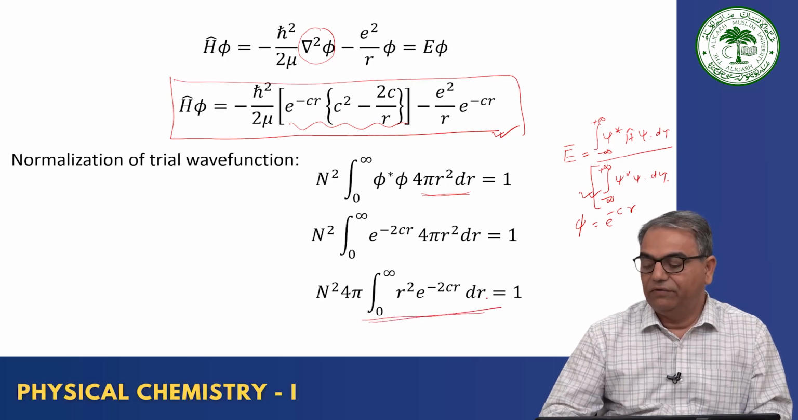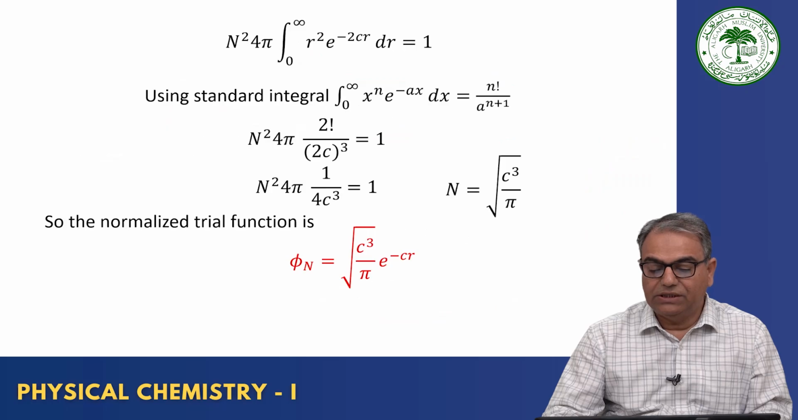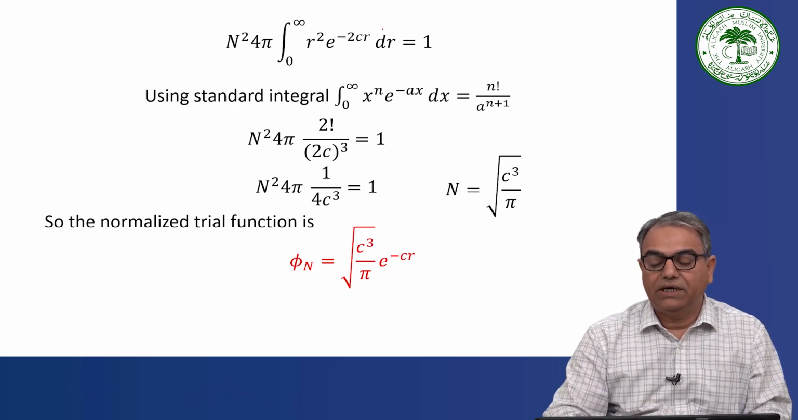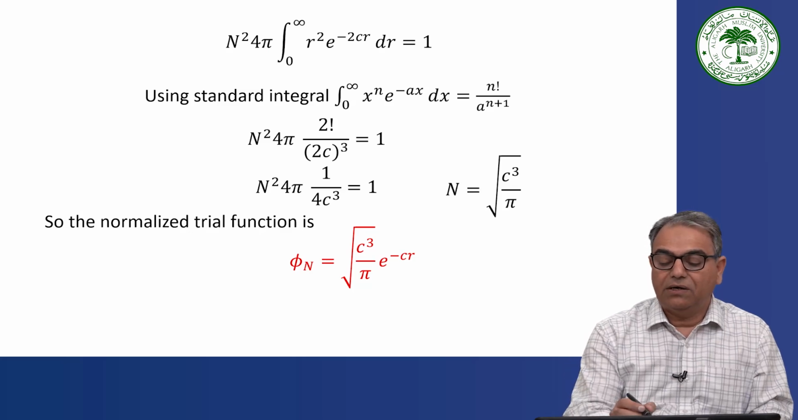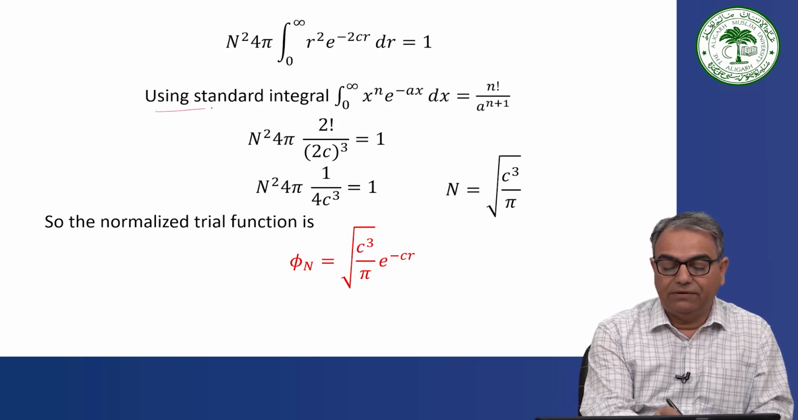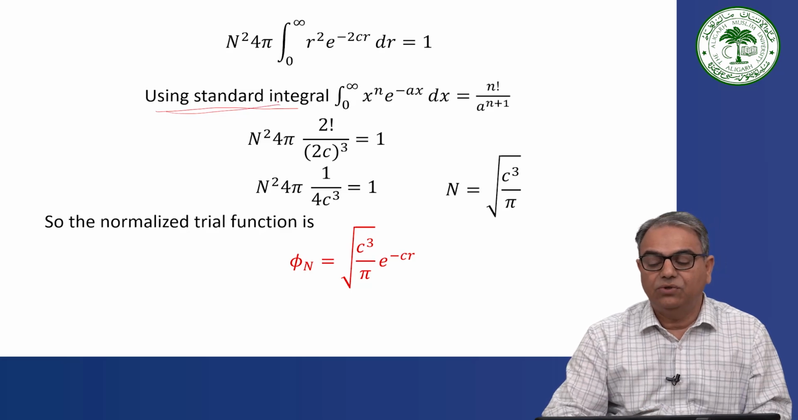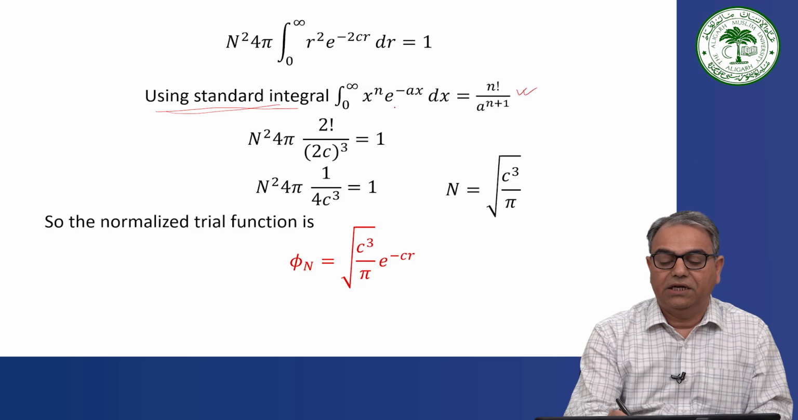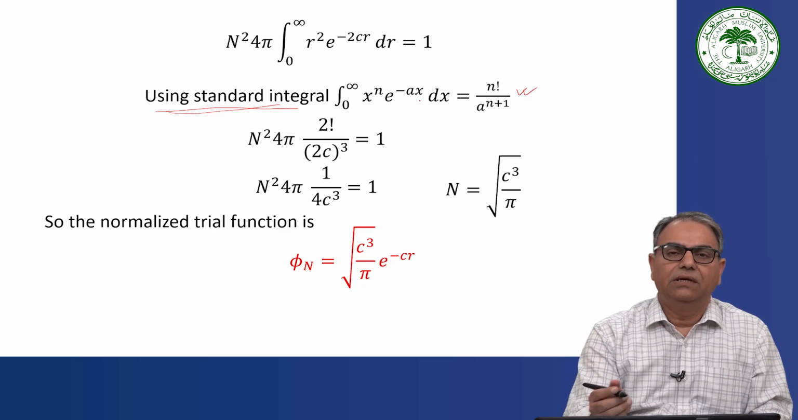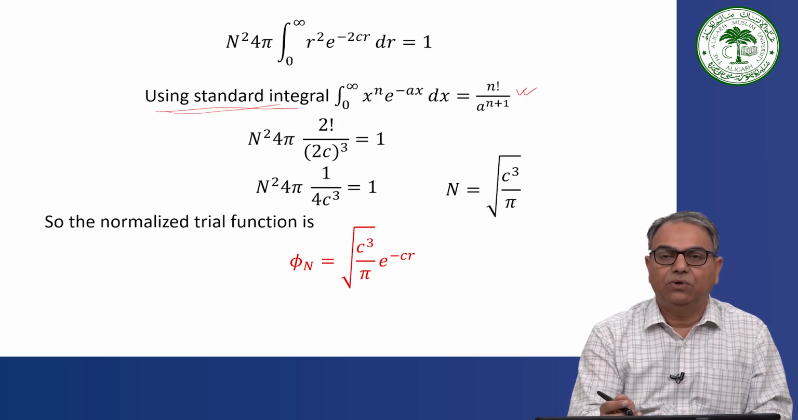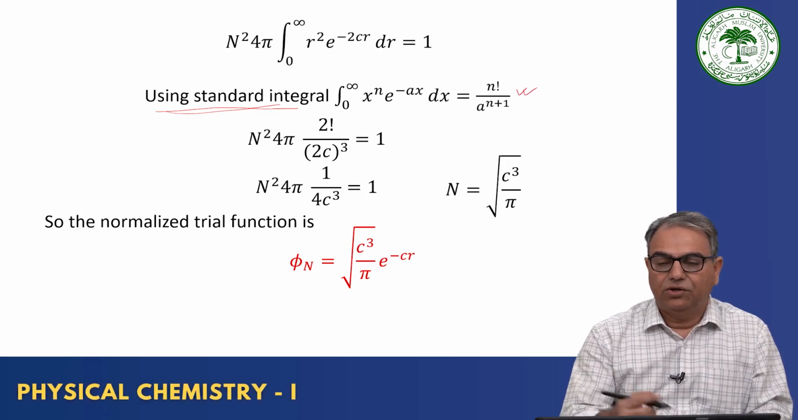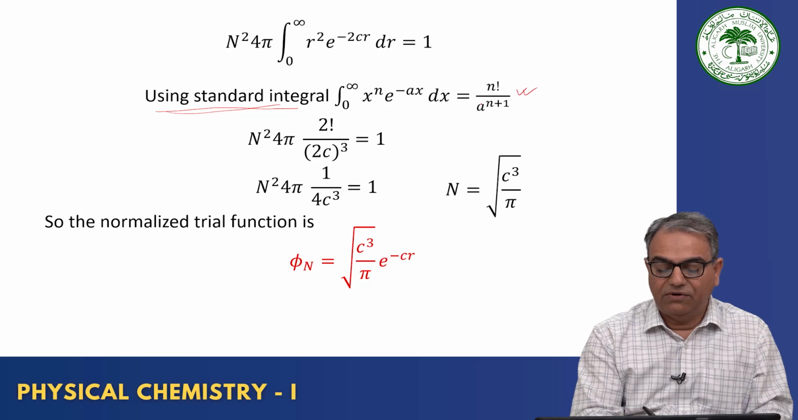This integral you will have to do, and for doing this integral, r square exponential minus 2cr dr, you can do it by integration by parts, or you can use the standard integral. Throughout this course I have used the standard integral. So the standard integral is this one, x raised to the power n exponential minus ax dx. This you get in any mathematics book or in any quantum chemistry book also. A list of standard integrals is given. So we use that standard integral, and what we obtained is the value 1 by 4c cube.